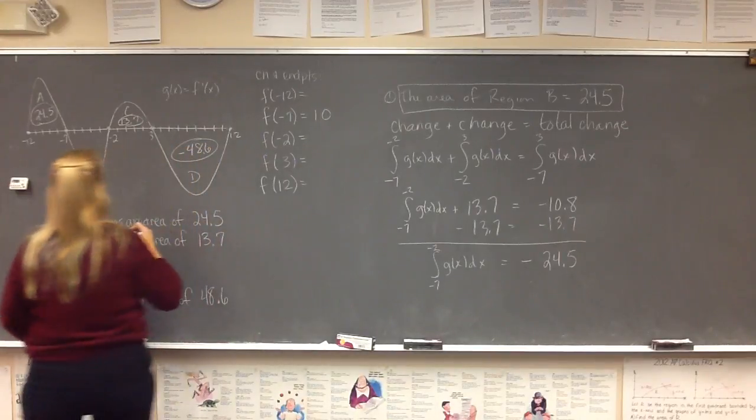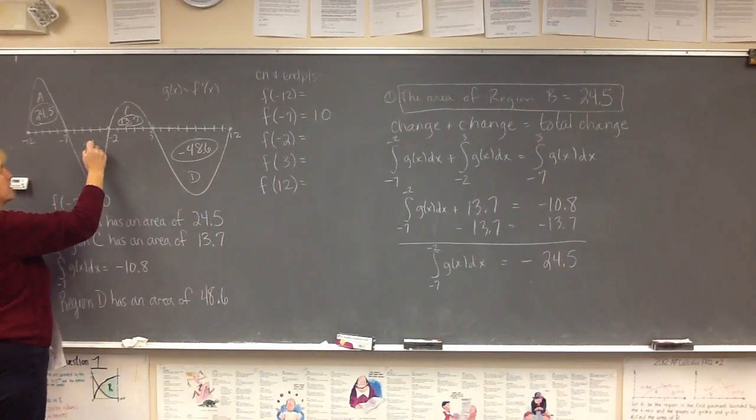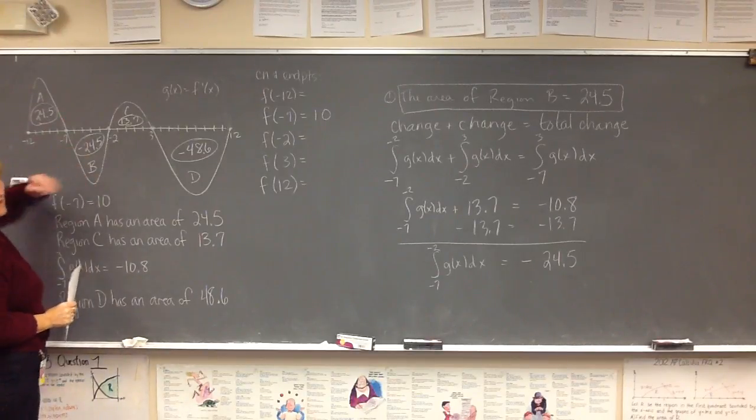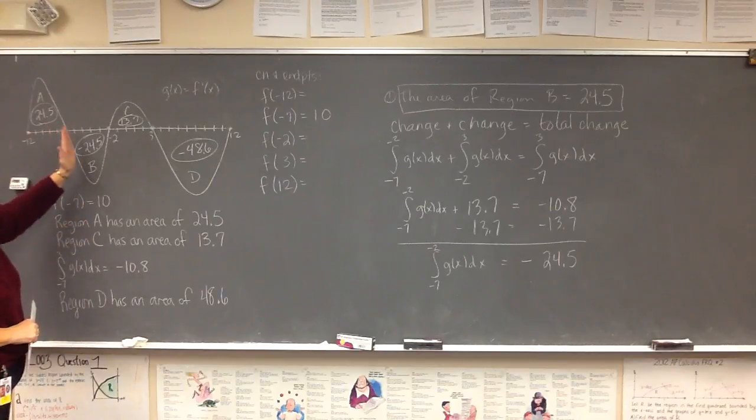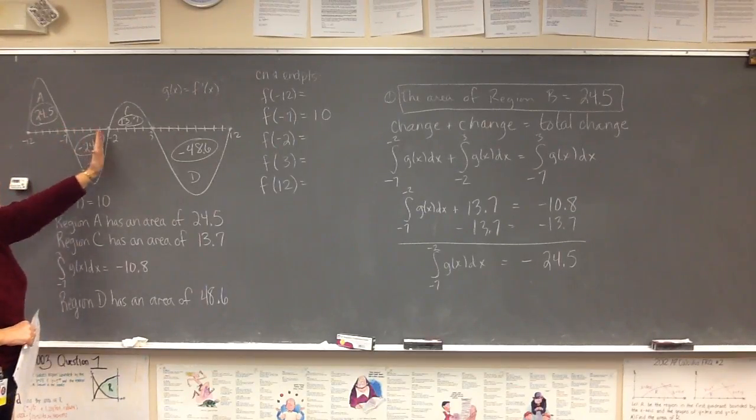Now I'm going to come over here and put positive 24.5, but then I am going to throw a negative sign on it because the region itself is definitely below the x-axis. So the summation of all those rectangles that have a negative height value, kind of weird but true, is going to give us a negative accumulation of area here. Okay, question 1 is done.